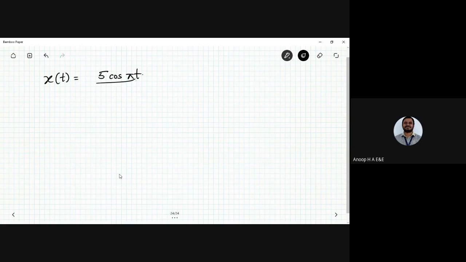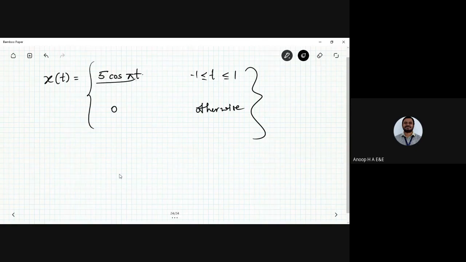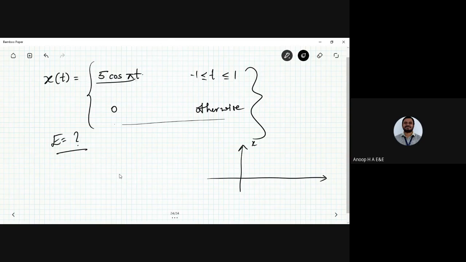So x of t is 5 times cos pi t, where t would be from minus 1 to plus 1, and it is 0 otherwise. Can you solve this? And meanwhile, you can let me know what is the energy in joules. So this is the problem, 5 times cos pi t ranging from minus 1 to plus 1. How would the signal x of t look? Outside this range it is 0. So put the value of t, I'll show you at each instant.